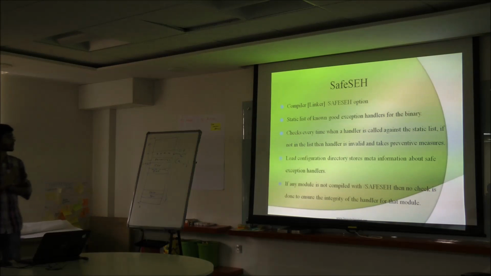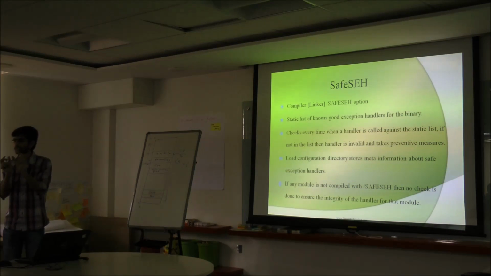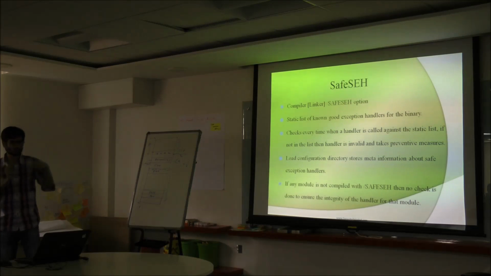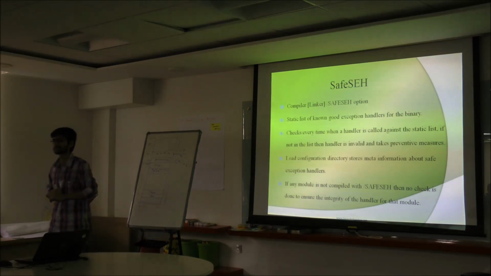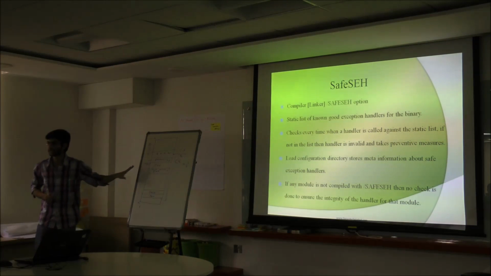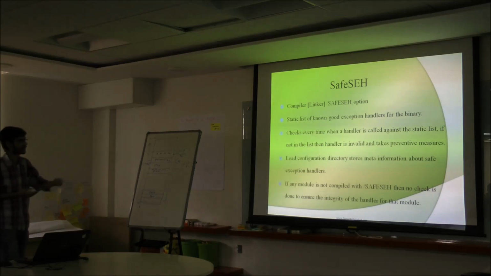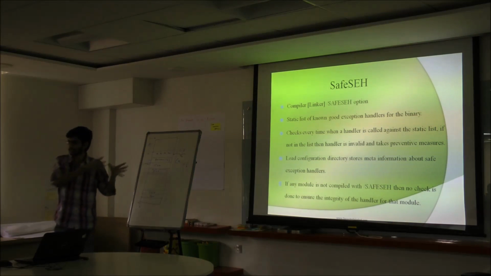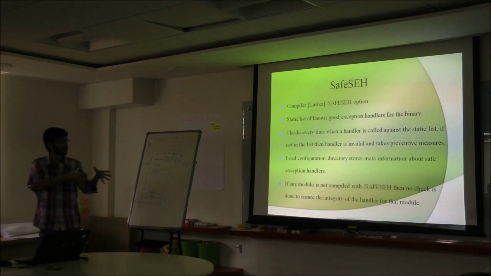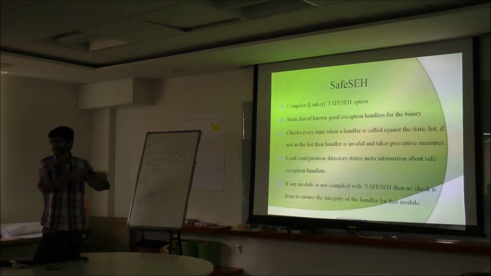This handler information is stored at compile time in the load configuration directory. If you remember from our PE tutorial, in the optional header we have 16 directories, including the IAT, export table and everything. There is also a load configuration directory where you store the metadata of these addresses, and the loader at runtime will translate these addresses and make a list of them.